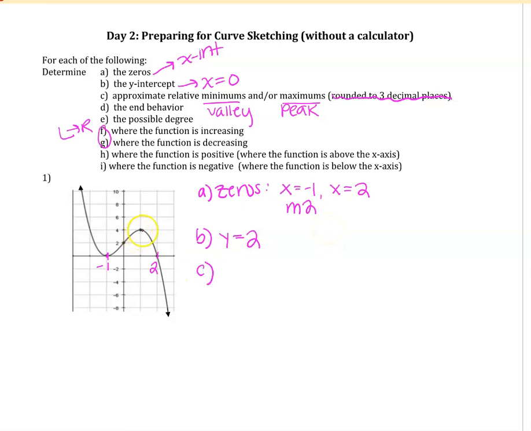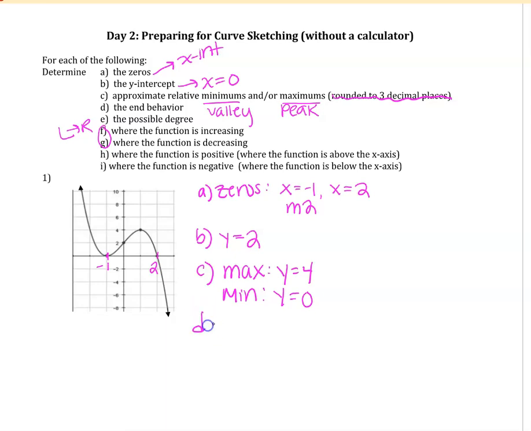Our maximum appears to be at y equals 4. And our minimum is here at y equals 0. Now, typically when we talk about maxes and mins, we talk about just the y values only. If I ask for the coordinate, then you would say 1, 4 or -1, 0.